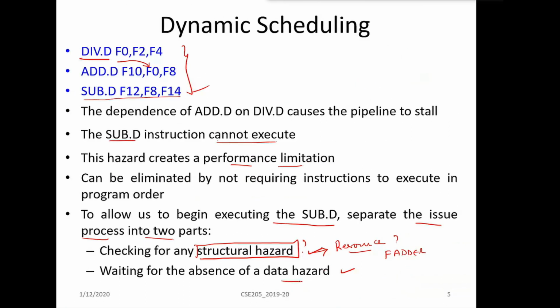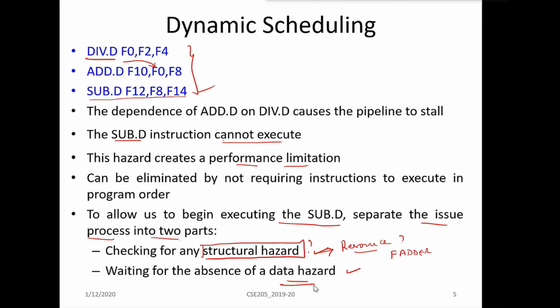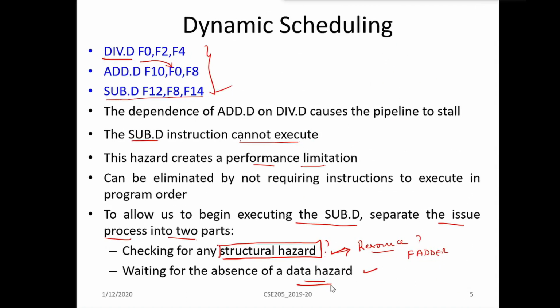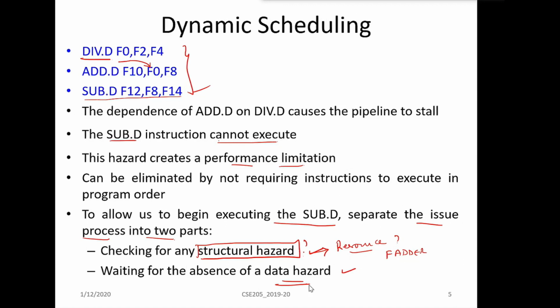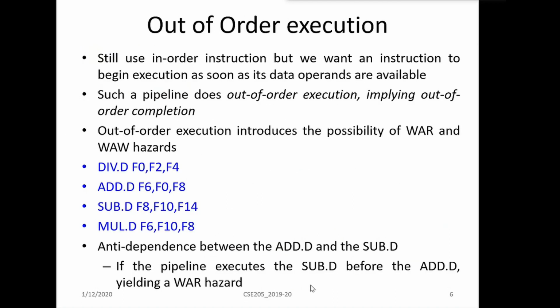At the same time, this is very important: waiting for the absence of a data hazard. If you have a true data dependence, we need to wait. If we don't have one, we need to proceed. So that is the aim.